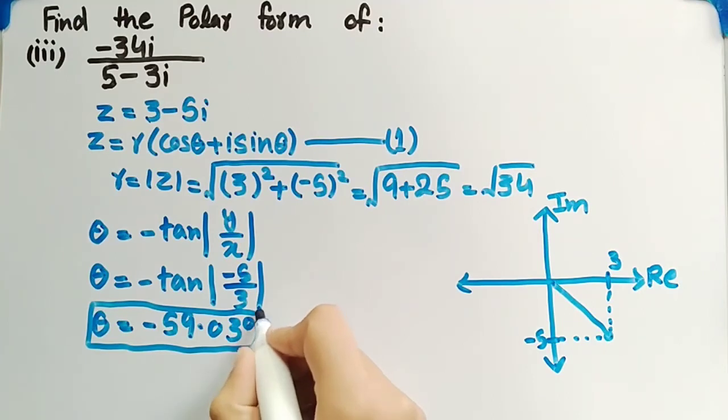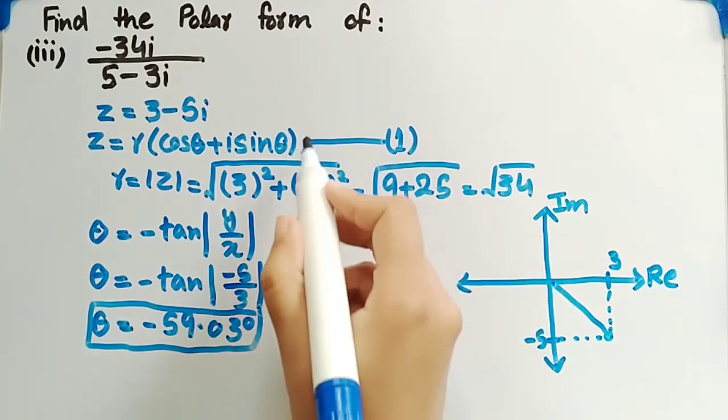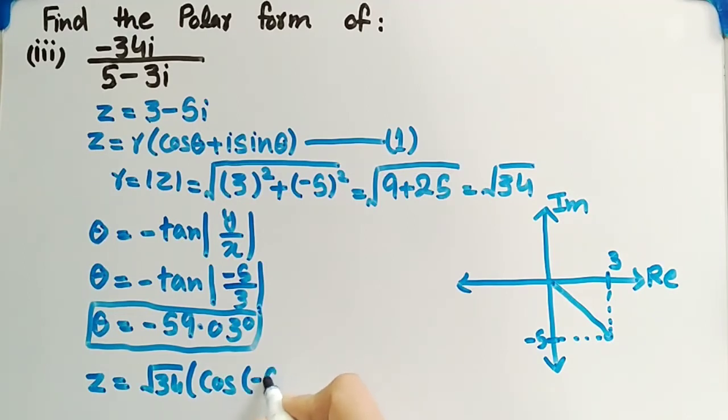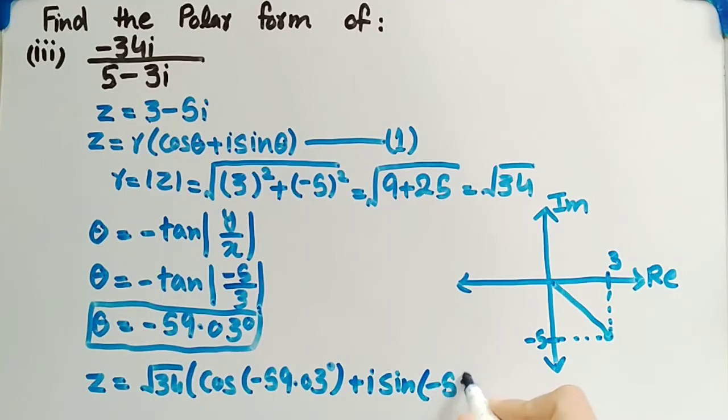Now we will substitute the value of theta and r in equation 1 to get the polar form of the complex number z. Then z will be equal to square root 34 (cos minus 59.03 degrees plus iota sine minus 59.03 degrees).